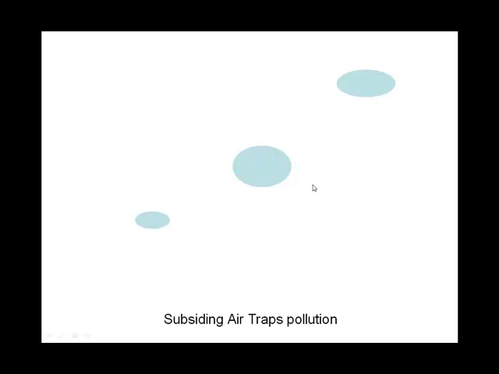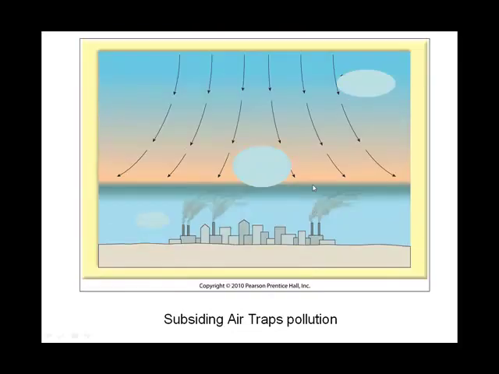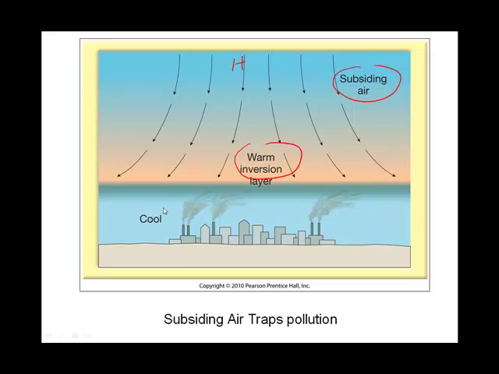So this is showing you this subsidence inversion. So basically you have maybe an upper level high, and it's forcing air down. You have subsiding air, and as that air is forced down, it warms. Okay, so then you basically have another temperature inversion. And notice in the picture here we see the smog being trapped.